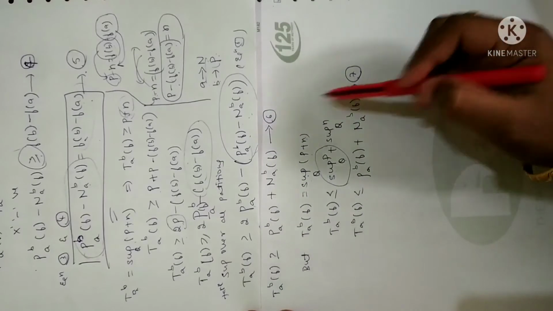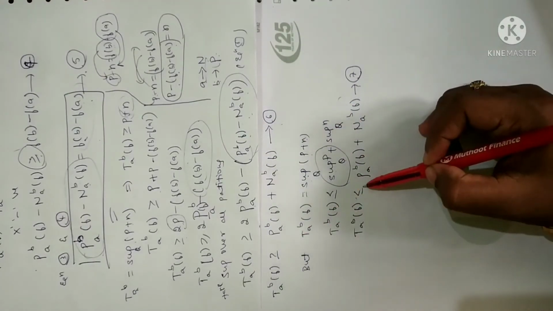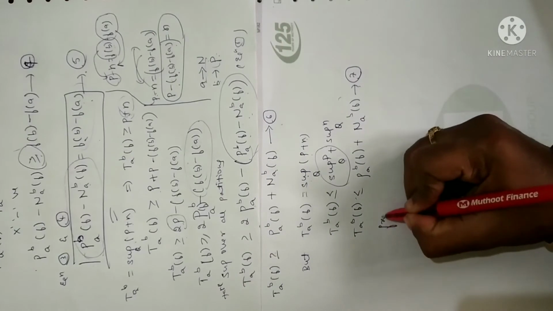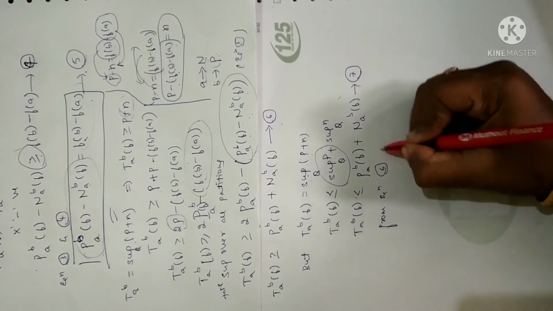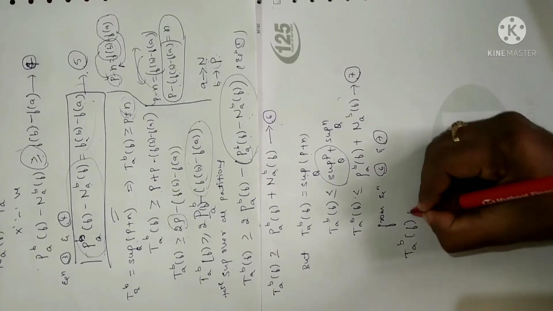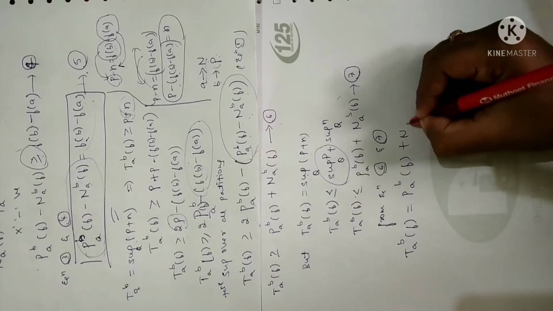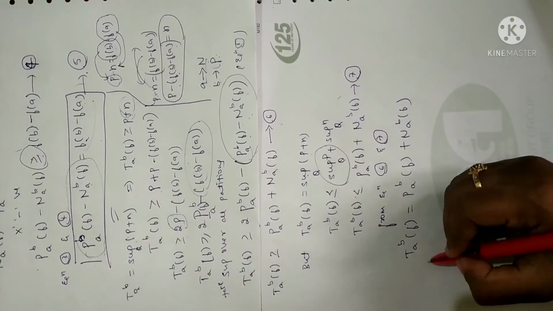Now look at equations 6 and 7. We have arrived at both inequalities, one with greater than or equal to and one with less than or equal to. So from equations 6 and 7, we can write they are equal. That is, t from a to b of f will be equal to p from a to b of f plus n from a to b of f.